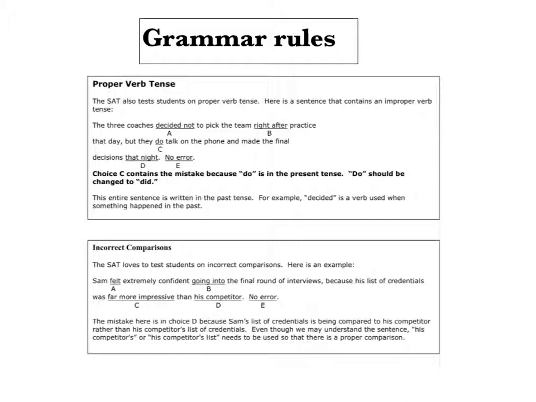You also have incorrect comparisons. Sam felt extremely confident going into the final round of interviews because his list of credentials was far more impressive than his competitor. So, competitor will just be one person, right? We want to compare it to many people. It would be his competitors. We also have list of credentials. Those are plural, okay?